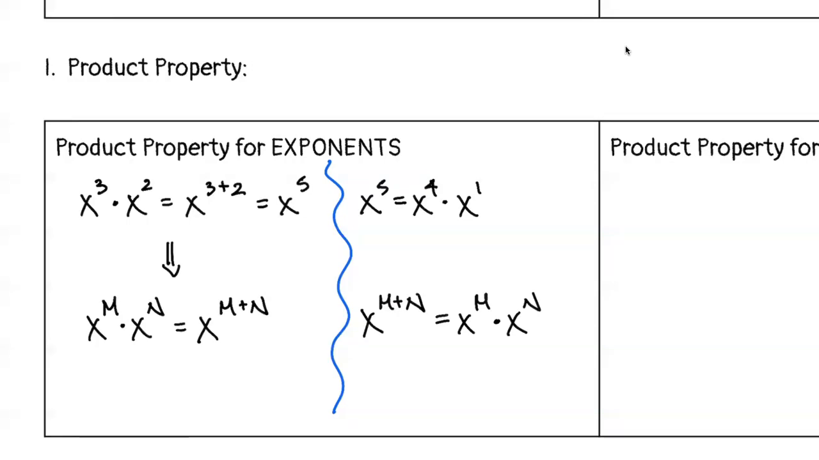I think a lot of times we go in this direction. We're like, oh yeah, if I'm multiplying, I'm going to add them. But it's important that we recognize we could go in the other direction as well.